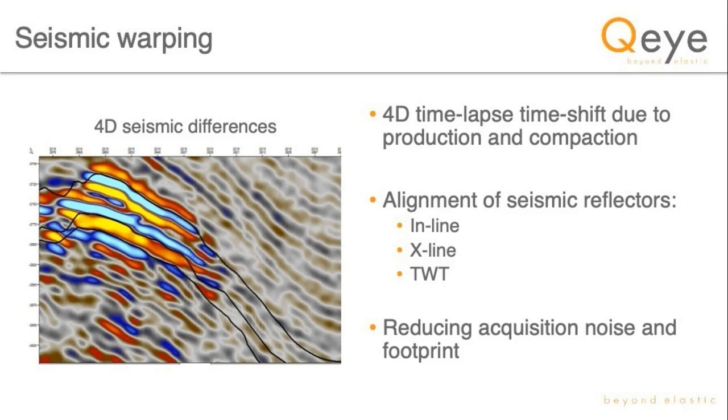So what we do here is that we align the amplitudes from different vintages. And we do that both in the inline direction, in the crossline direction, and in the two-way travel time direction. And besides aligning the data much better through this process, we also reduce the acquisition noise and footprint.